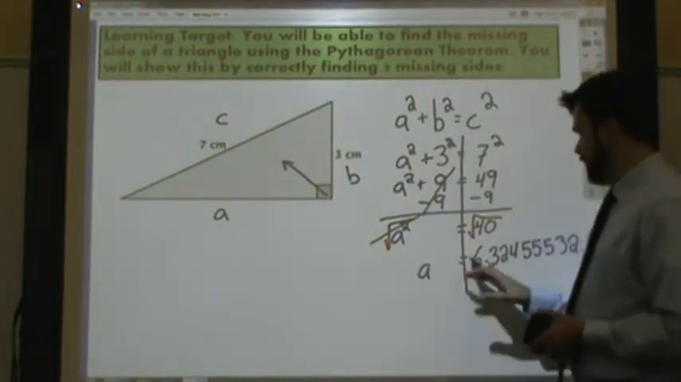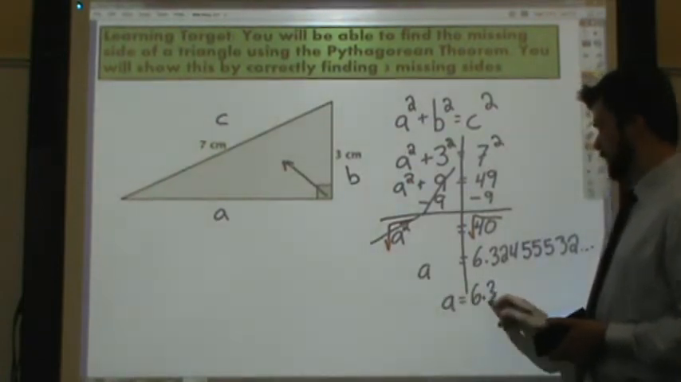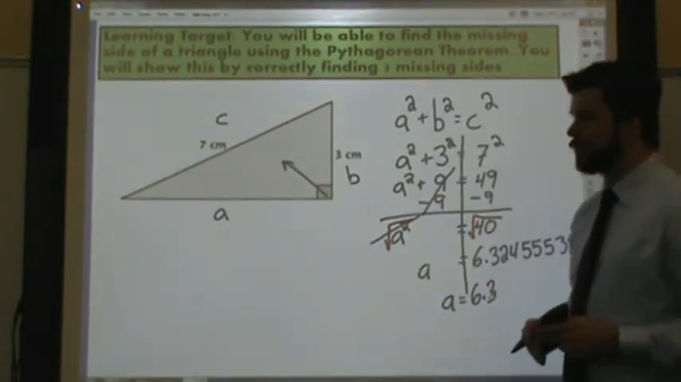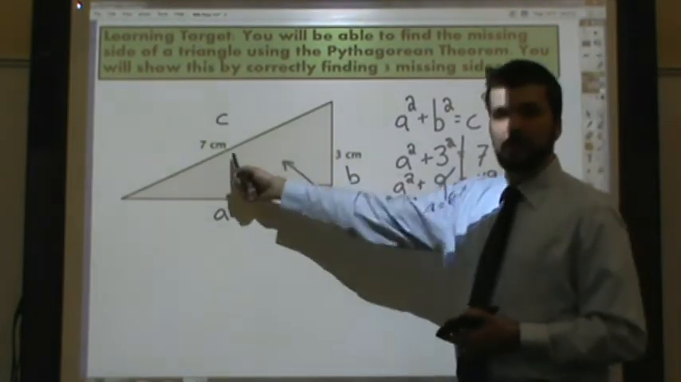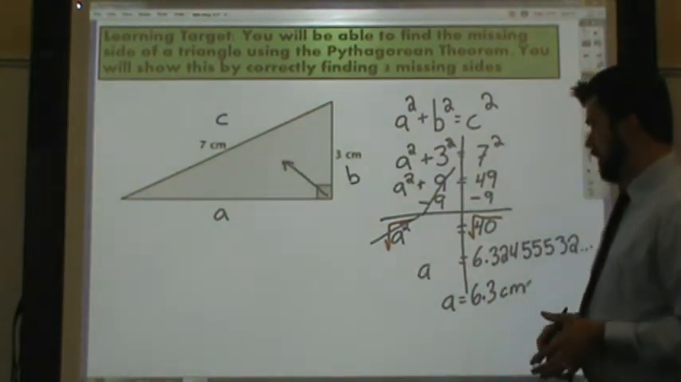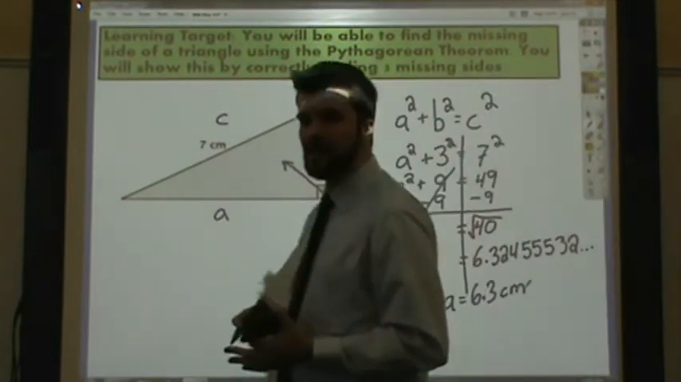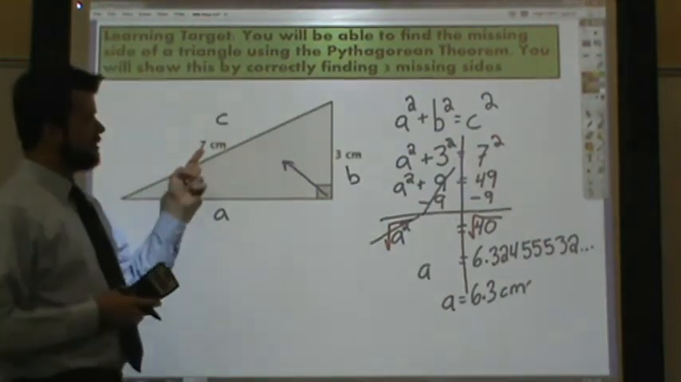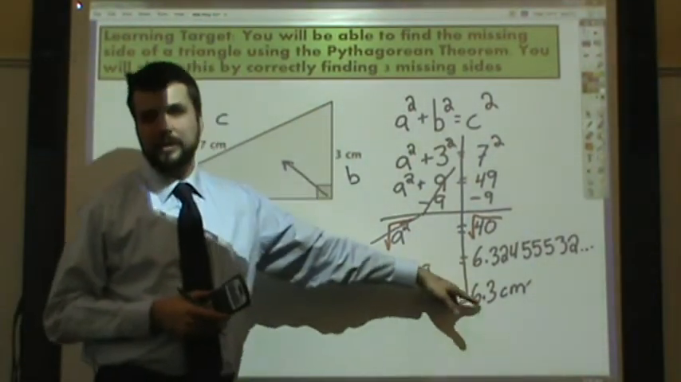And if I were to round this off, let's say to the 10th place, 6.3. Now, one thing that I've been forgetting to do in the last 2 problems is to use our units. These were both centimeters, so I know this length is also going to be centimeters. And then we want to check our answer. So our hypotenuse needs to be the longest side. So I need to make sure that the 7 is longer than both the 3 and the 6.3. So that does work.